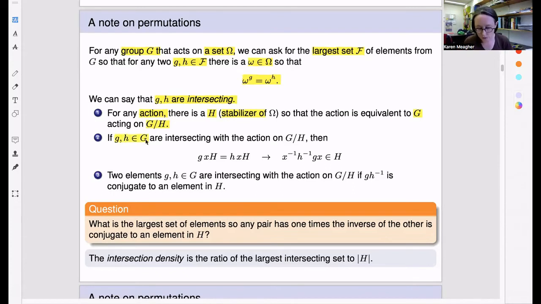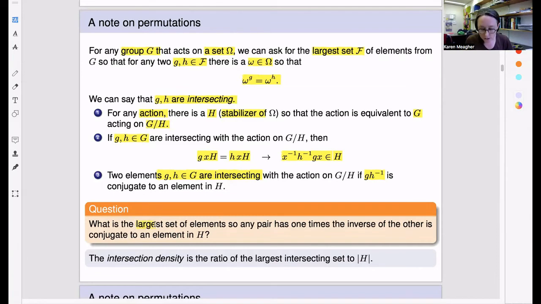If two guys are intersecting, that means there's some coset that my G and H map to the same spot. So that means this thing is in H. So two elements are going to be intersecting if I go one times the inverse of the other, that has to be conjugate to an element in H. So there's this nice group theory feeling stuff going on.